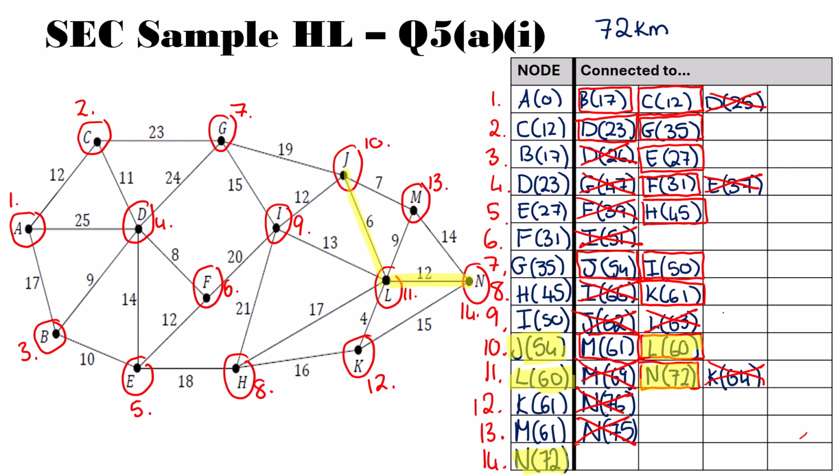And then J came from G, and then go up till you find G came from C, and then C came from A. So for our final answer of our path, we get A, C, G, J, L, N. So A, C, G, J, L, N, and the length was 72 kilometers.